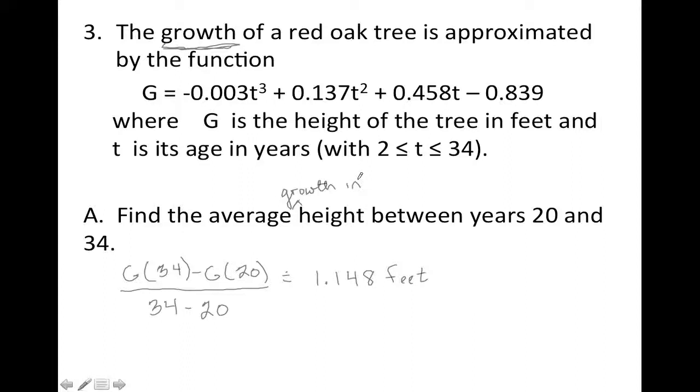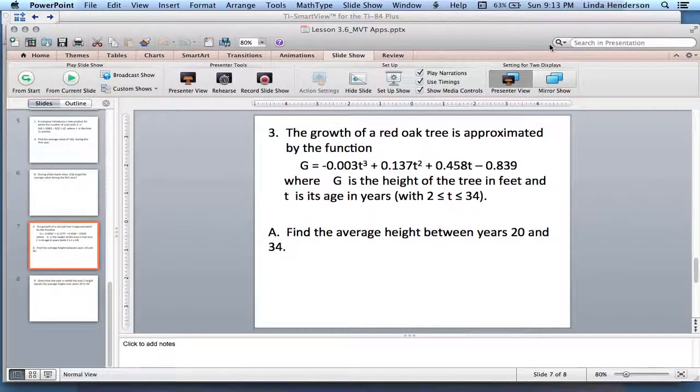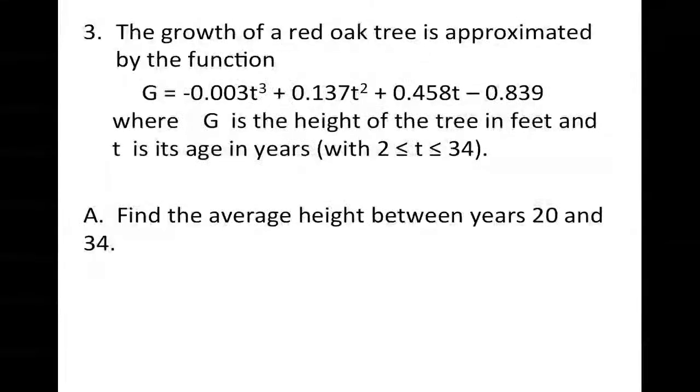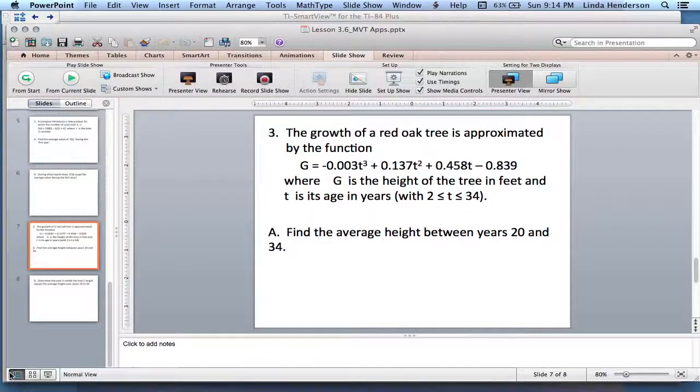All right, so you can probably guess what the next question is going to be. Determine the year in which the tree's growth equals the average height growth over age 20 to age 34. So that's what we just figured out. This is another one where you could let the calculator do the work. You could easily solve this graphically if you'd like.